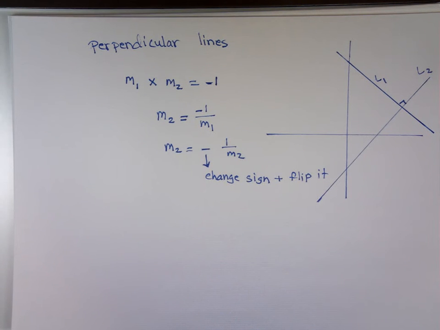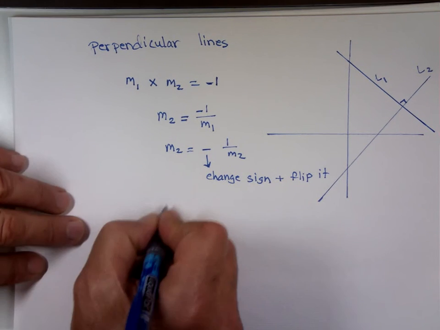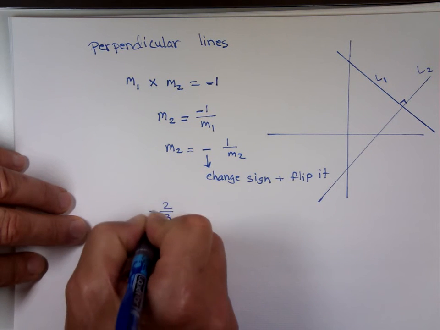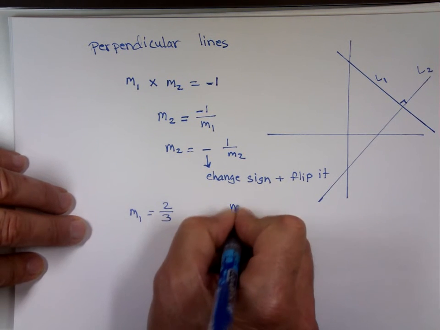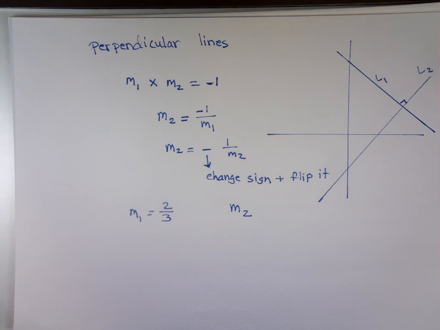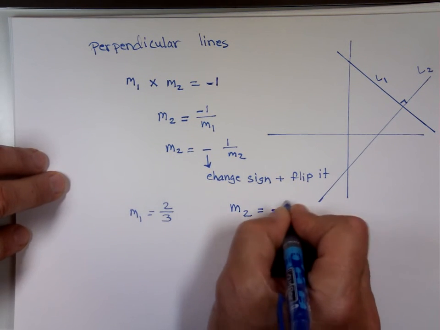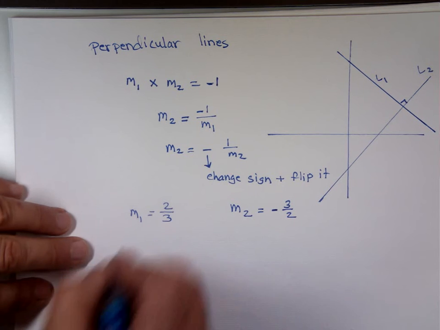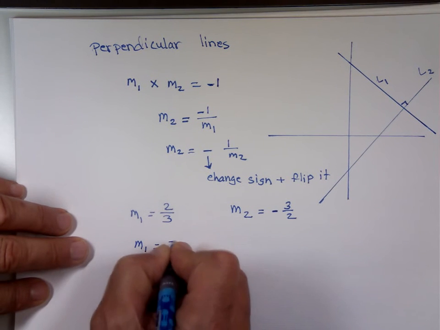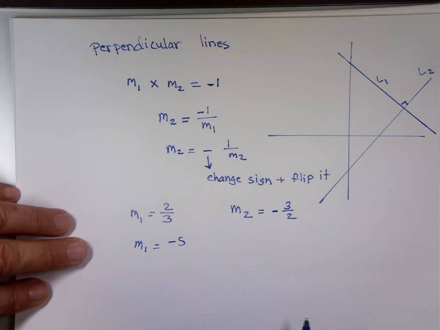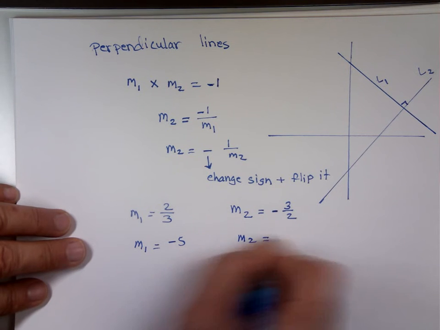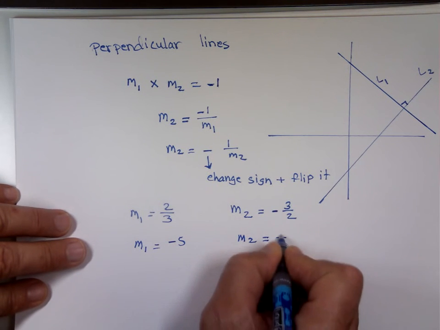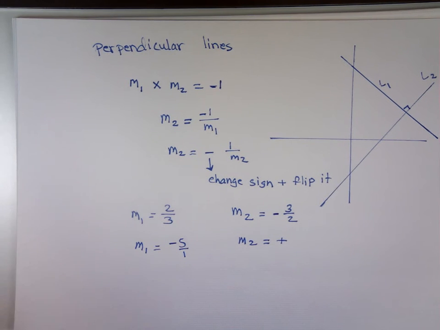So if the first line, for example, has 2/3 for the slope, guess what the second line will have for a slope? Flip it and change the sign. If the first line has a slope of -5, then for the second line, change the sign. It's a negative, it becomes positive, and flip this. This is 5/1 really. When you flip 5/1, you have 1/5. Yes.